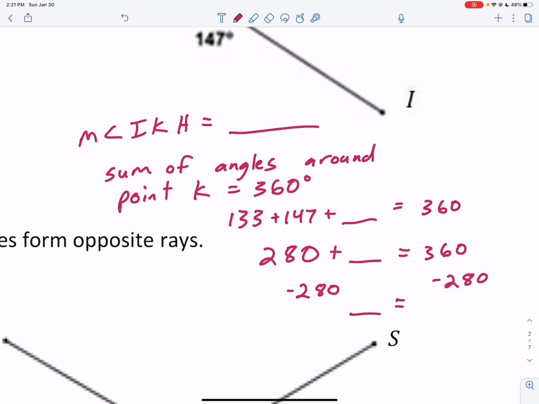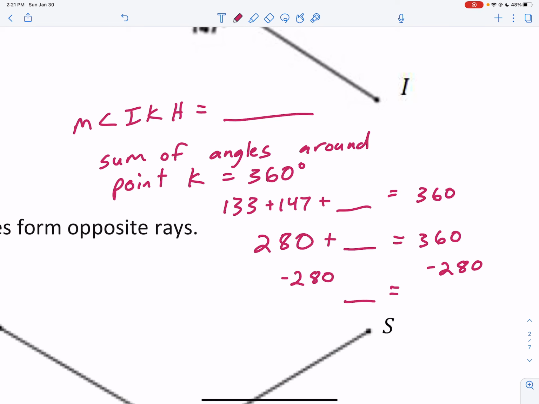Okay, so subtracting 280 from both sides, I get whatever this angle measurement is, this blank, this measure of angle IKH, or whatever they called it. 360 minus 280 is going to be, that's a 4 right there, 40 degrees, I feel. What am I talking about? 80 degrees. You just skip past what I just did a second ago and pretend it didn't happen. So it's going to be 80 degrees right here.